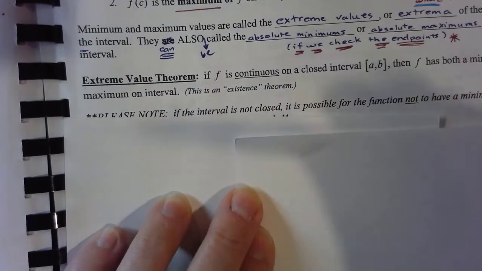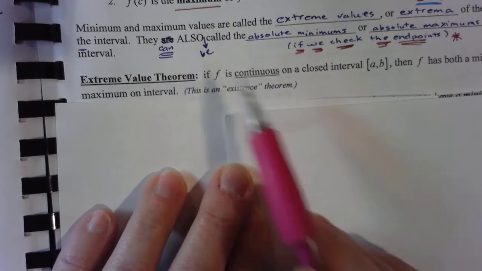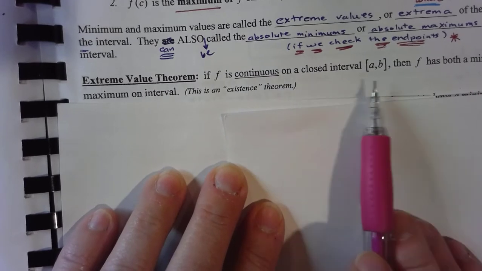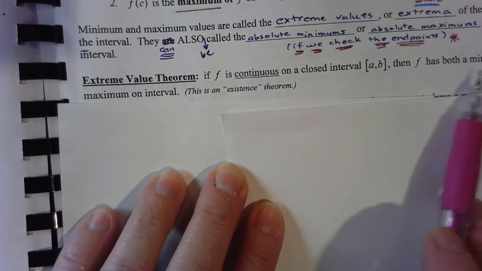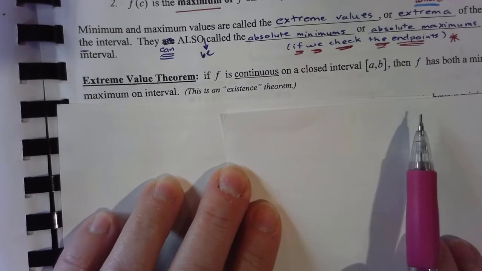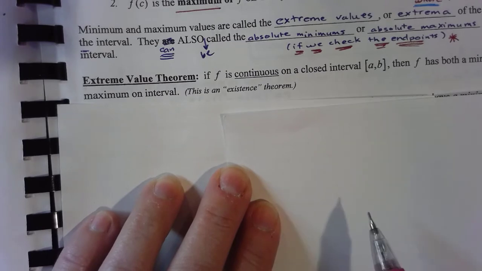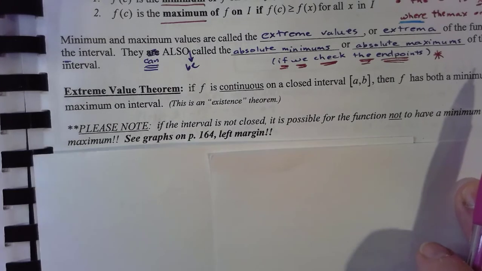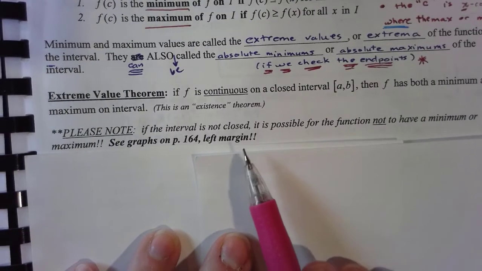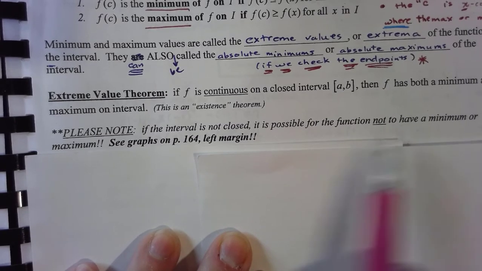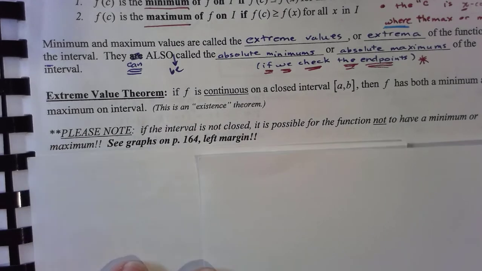So this is your second existence theorem. The extreme value theorem says if f is continuous on the closed interval a to b, then f has both a minimum and a maximum on the interval. Again, like the intermediate value theorem, it is an existence theorem. It says it exists. Please note, if the interval is not closed, it is possible for the function not to have a minimum or a maximum. And then it says, see the graphs on page 164.